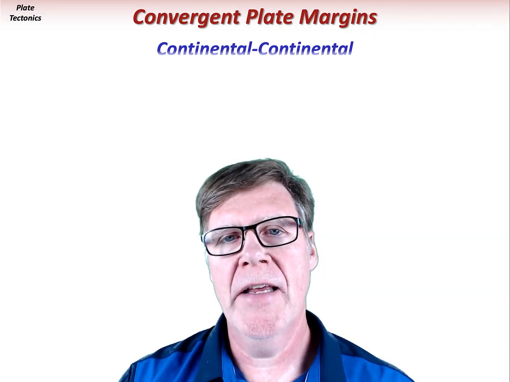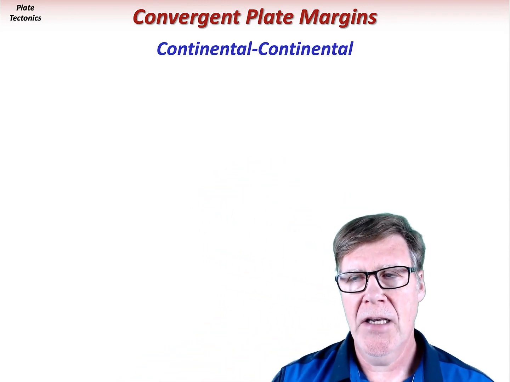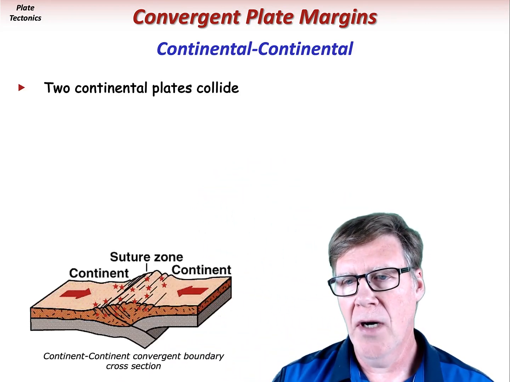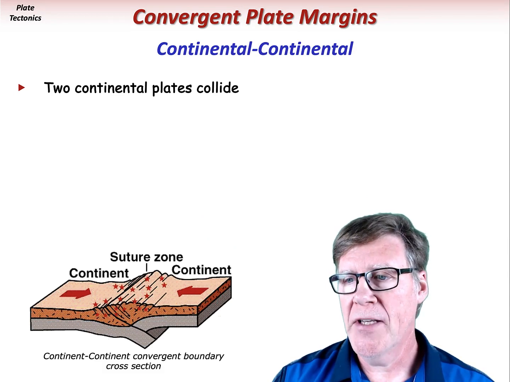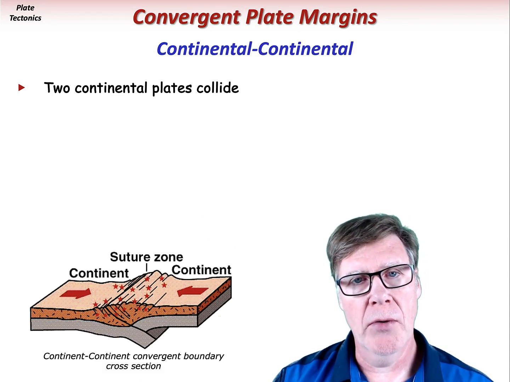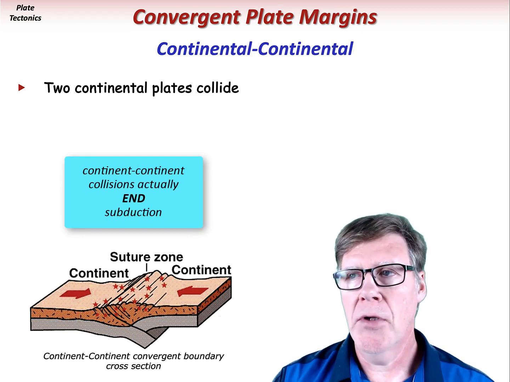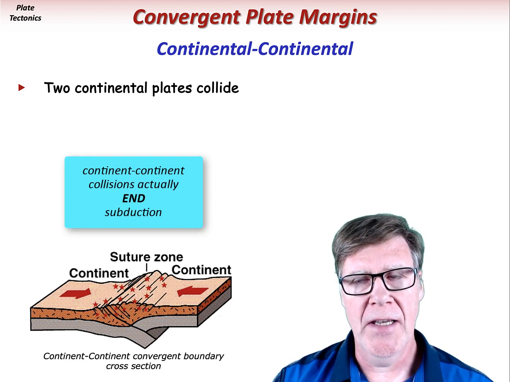At continental-continental convergent boundaries, a continental lithospheric plate collides with another continental lithospheric plate. And with the two plates being fairly buoyant, neither one wants to subduct, so no subduction zone forms in this case.